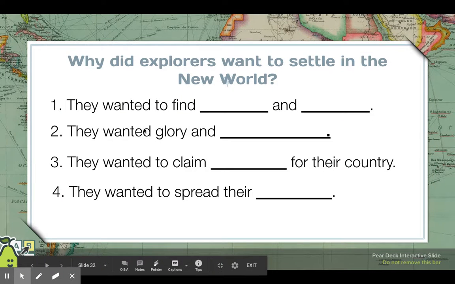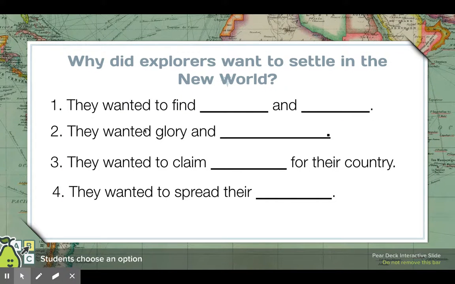All right, finally, let's see how we did. So, why did explorers want to settle in the New World? What were they really looking for? So, these are the Spanish explorers this time. So, they wanted to find, what was the first thing they were looking for? If you said gold, you are correct. And of course, along with gold, they wanted riches or wealth. Okay. So the explorers themselves, they wanted glory and fame. They wanted to claim that land for their country because the more land they had, the stronger their country was. And they also wanted to spread their religion.